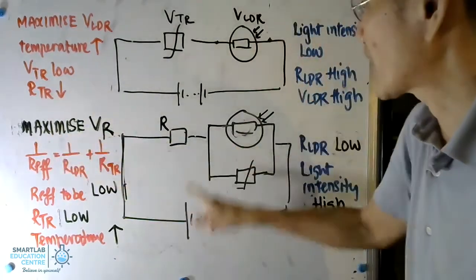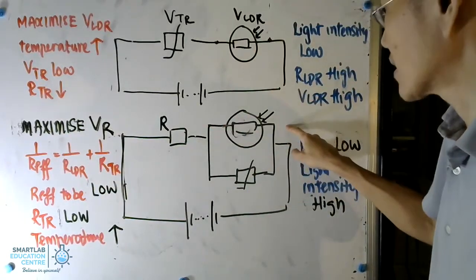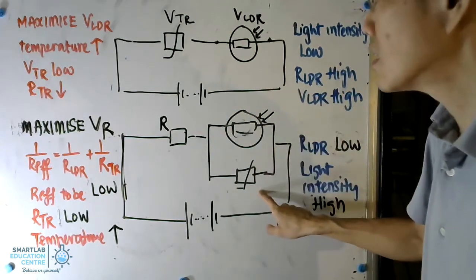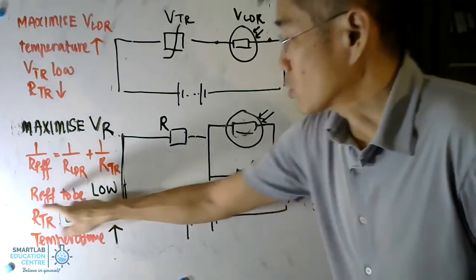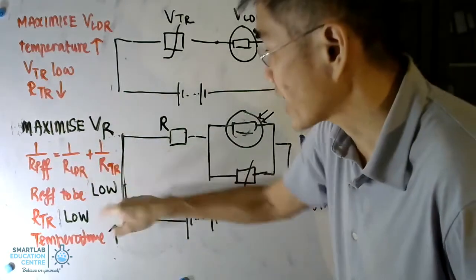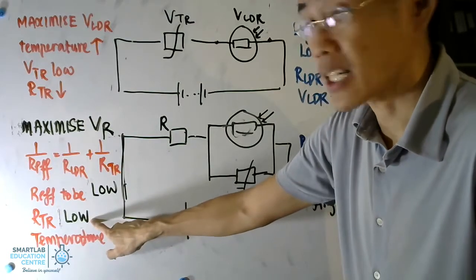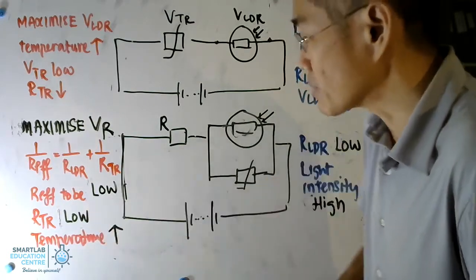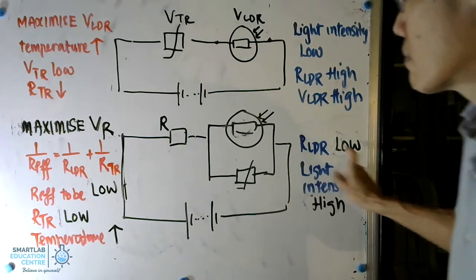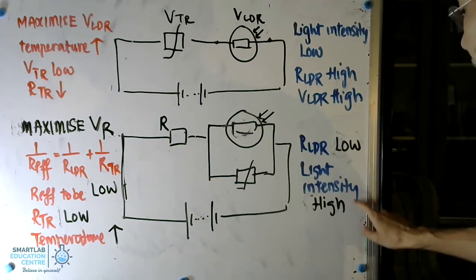Okay, let's give a slight twist to the question. Now, instead, we want to maximize the potential difference across R. To do that, we now want to make sure that the R effective of the LDR and the thermistor must be low. So in order for that to be low, 1 over R effective has to be high. So we want to make sure that 1 over R_TR is a high value. So the resistance of the thermistor has to be low. In order for the resistance of the thermistor to be low, the temperature needs to be high. In the case of the light-dependent resistor, we also want it to have a low resistance. So in this case, the light intensity must be high.